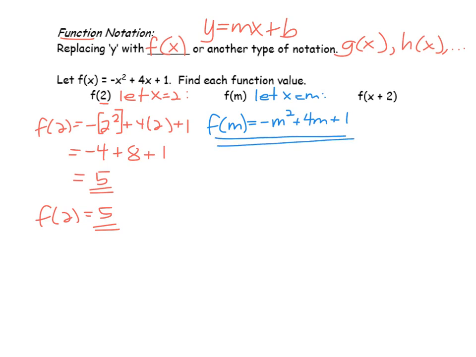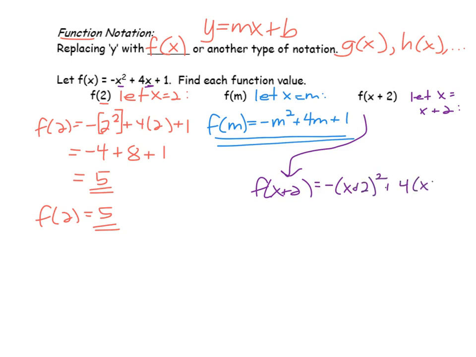Now the last one requires a little bit more work, f of x plus 2. And now what we're going to do is every time we see x, we'll plug in x plus 2 in its place. So now I'm going to give myself a little bit more room here. F of x plus 2. Now anytime I see x in the equation, we have to plug in x plus 2 in its place. That gives me negative x plus 2, and then squared, plus 4 times x plus 2, plus 1.